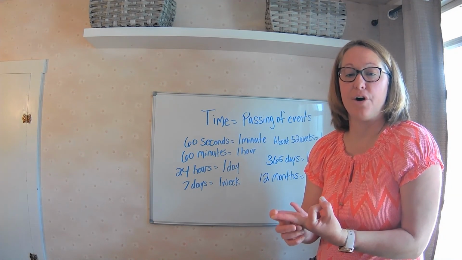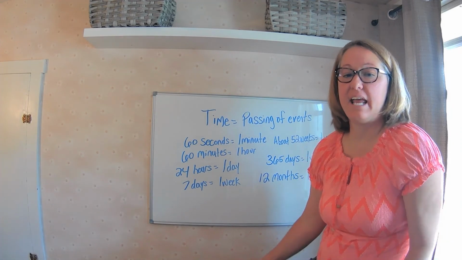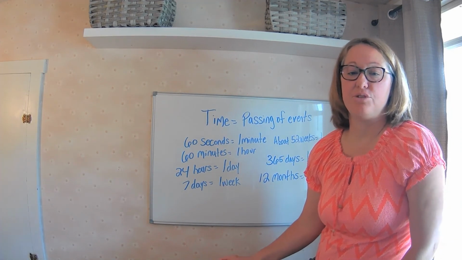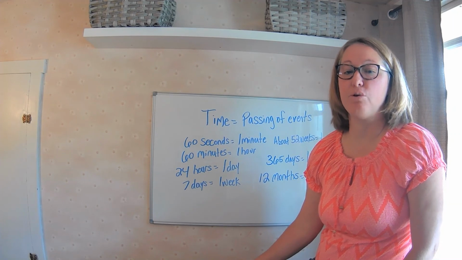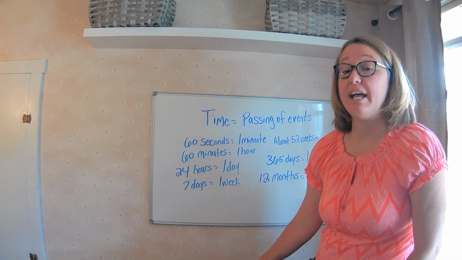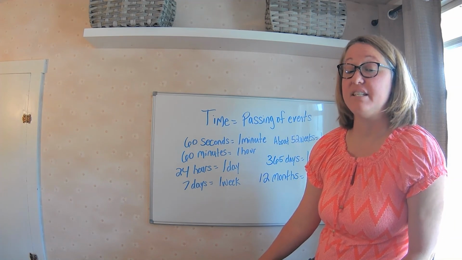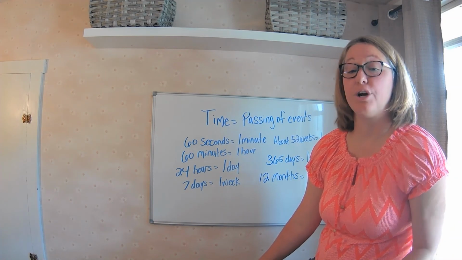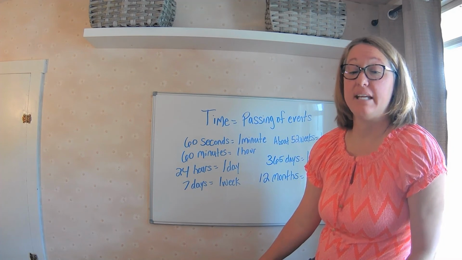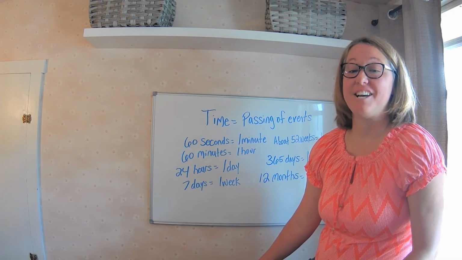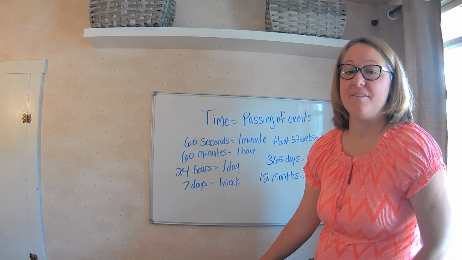Let's do our multiplication of the 8s again. 8 times 1, 8. 8 times 2, 16. 8 times 3 is 24. 8 times 4 is 32. 8 times 5 is 40. 8 times 6 is 48. 8 times 7 is 56. 8 times 8 is 64. 8 times 9 is 72. 8 times 10 is 80, 8 times 11 is 88, and 8 times 12 is 96.